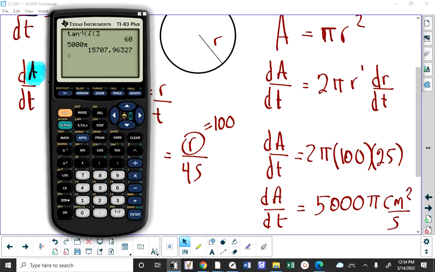centimeters squared per second. One of the things I would caution everybody about here is you get this number, and this seems awfully big, doesn't it? It's a big number. When you do a related rates problem, the answer you get might not be something which is consistent with what you think it should be. You have to trust the math here. Is that okay, Liam? Okay.